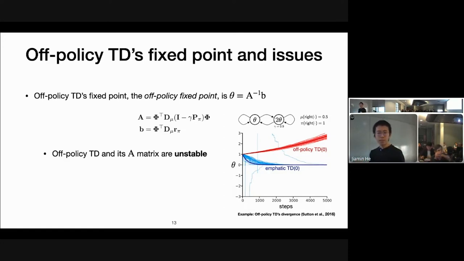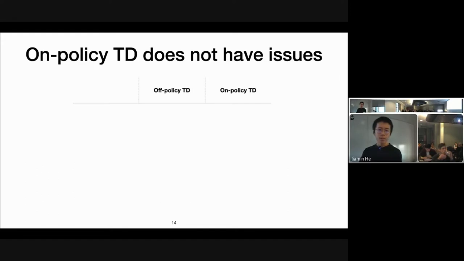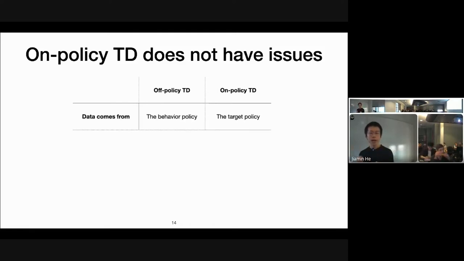Apart from the instability, off-policy TD has another issue. Even if off-policy TD converges, it will tend to induce large error. And a result from Kolter shows that the error can be arbitrarily large, which is pretty bad. Now, given these two issues, instability and inducing large error, on-policy TD, on the other hand, does not have this issue. And on-policy TD here, I just mean the data comes from the target policy instead of the behavior policy.